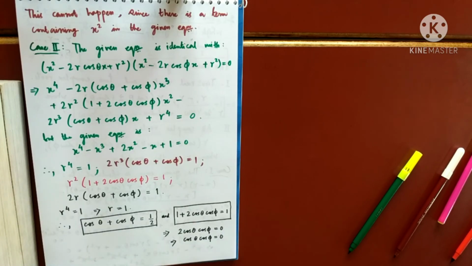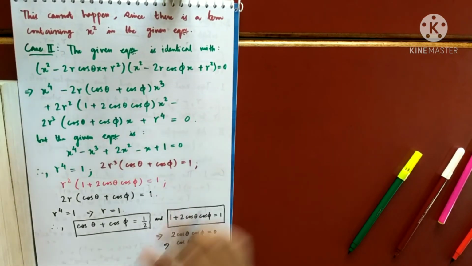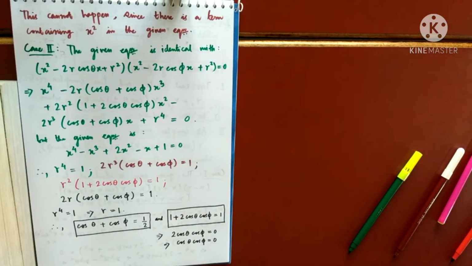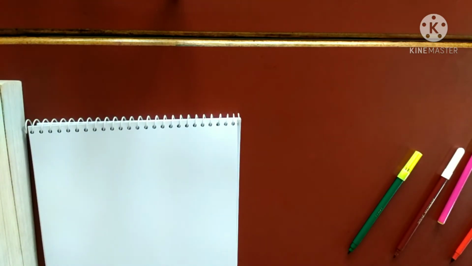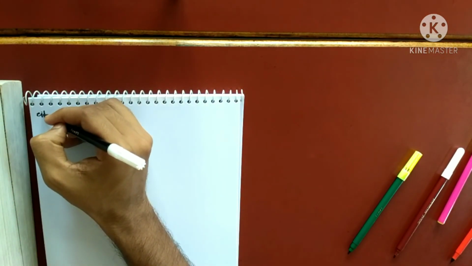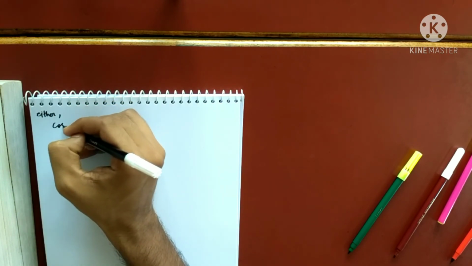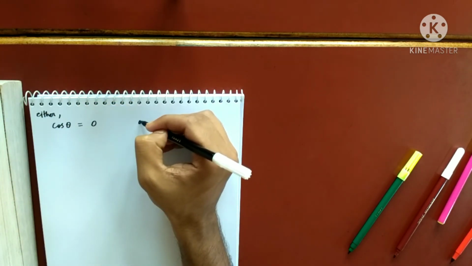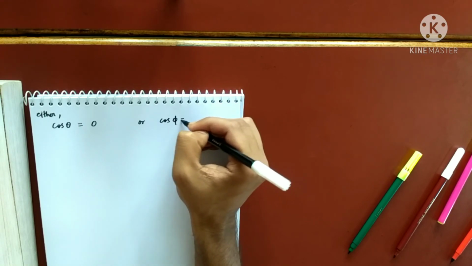So either cos theta equals 0 or cos phi equals 0. Right? I am getting this. So either cos theta equals 0 or cos phi equals 0, because the product of two numbers is 0: either this is 0 or this is 0. So either cos theta equals 0 or cos phi equals 0.